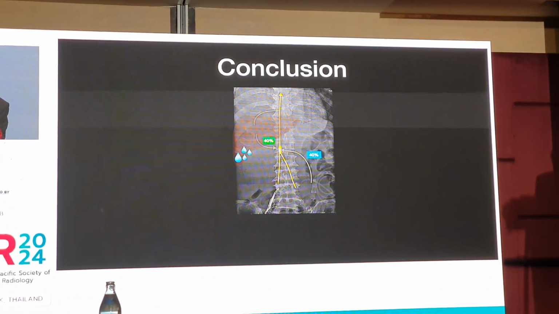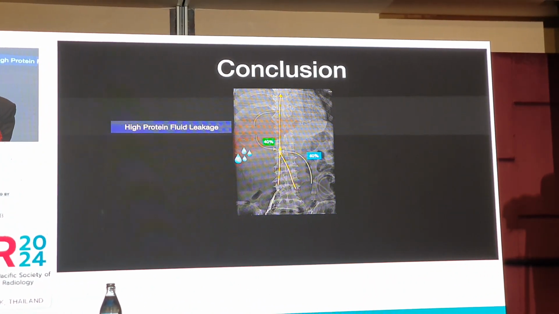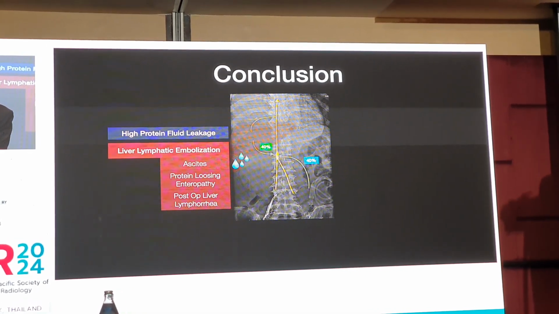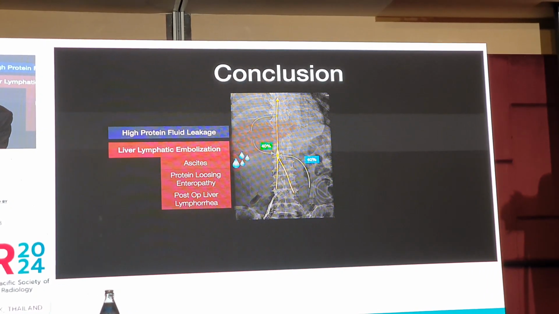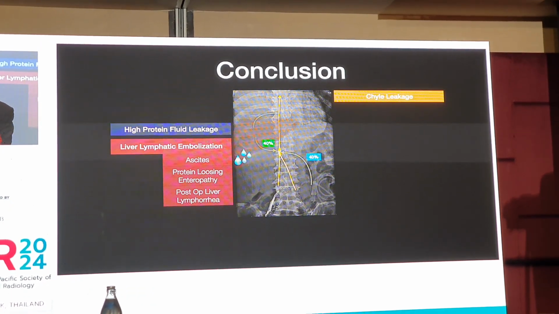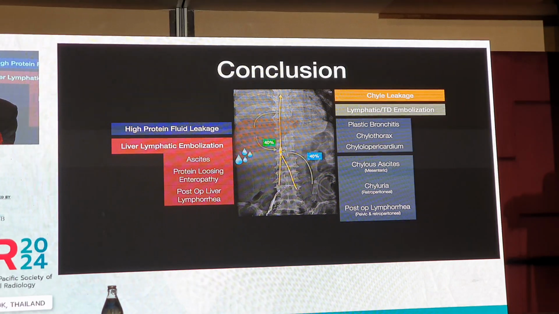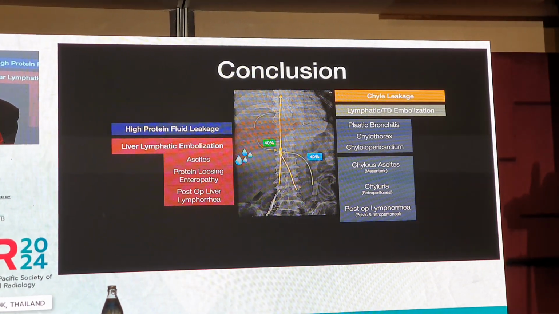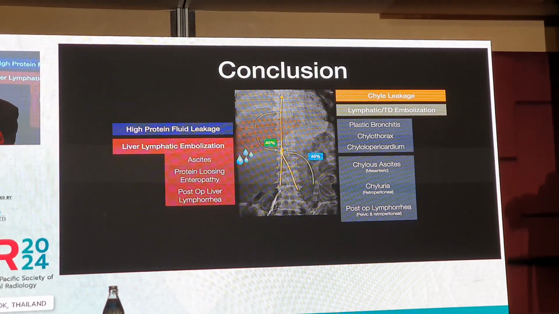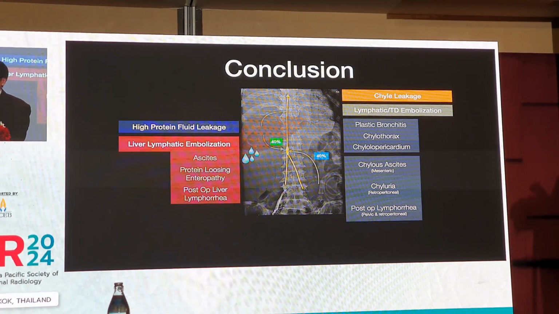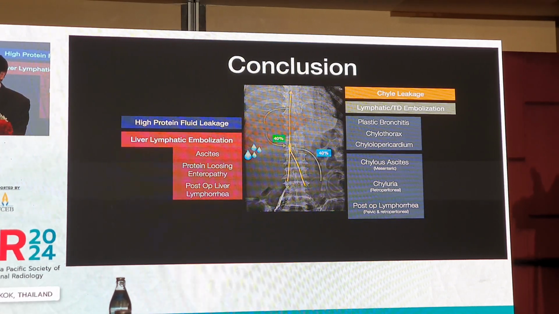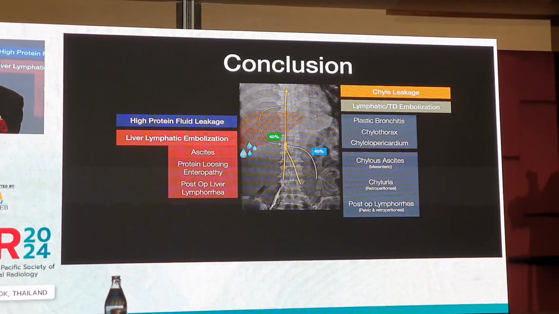So in conclusion of my talk, if the patient presents with high-protein fluid leakage, like protein-losing enteropathy or plastic bronchitis, you may think about liver lymphatic intervention to embolize that. But if the patient presents with chylous leakage, you may think about thoracic duct embolization or embolization of the corresponding lymphatic system or area. For example, in a patient with chylous ascites, you may think about the mesenteric system, or for chyluria, you may think about the interstitial lymphatic system around the renal hilum.